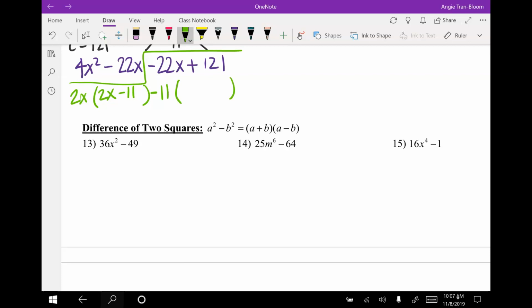Negative 22x divided by negative 11 is now positive 2x. 121 divided by negative 11 is now negative 11. Are these 2 quantities equal? Yes. Does it work? They're exactly the same.